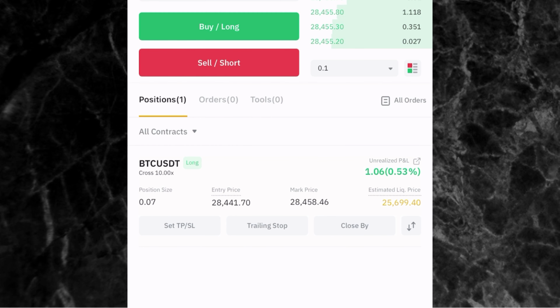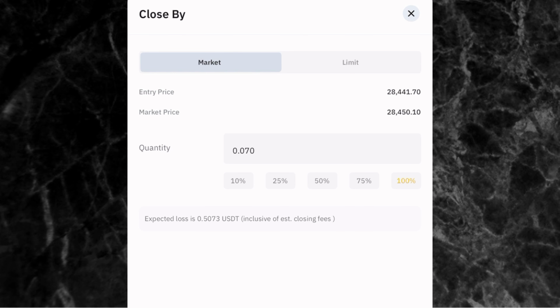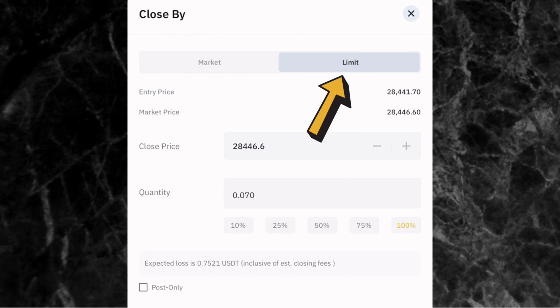Now to set your first take profit level, you come right here to where you have close buy. You can see the trade right here. Come right to where you have close buy and tap on it. Now right here, you can see where you have market and limit. So you click on limit right here. Now once you click on limit, you will see the entry price and the market price. Entry price is showing you the price at which you entered the trade, and the market price is showing you the current price of the market.